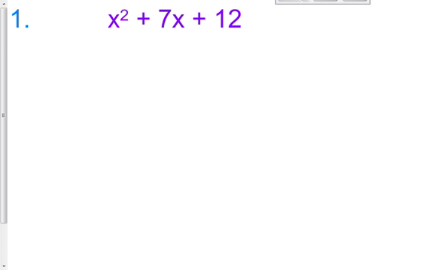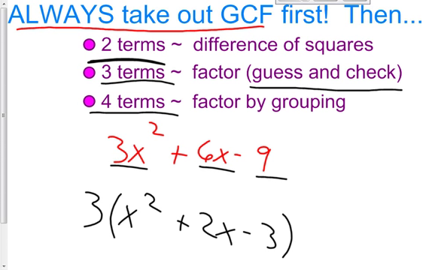We have x squared plus 7x plus 12. First step, we take out a GCF. Is there anything that we can take out of x squared, 7x, and 12 that we could pull out in front? Hopefully you say no, there's nothing that we can pull out in front. So now the next thing we think of is that it is 3 terms. If it is 3 terms, what is our strategy? Our strategy is to factor by guessing and checking.